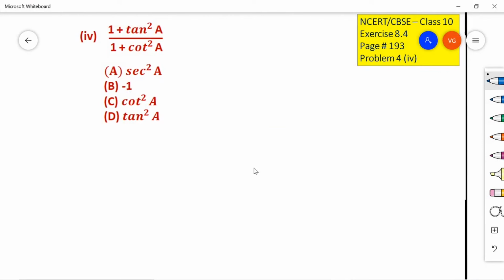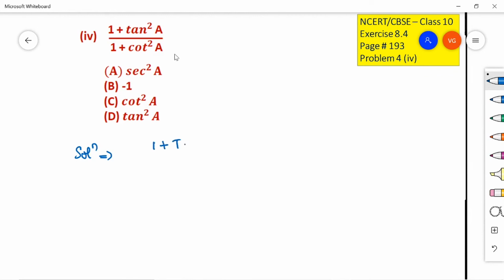This is the last subsection from exercise 8.4. The problem is like this. 1 plus tan square A divided by 1 plus cot square A. The given options are secant square A, minus 1, cot square A, tan square A. So here none of the options are with sin, cos, right? So no need for us to convert the given problem into sines and cosines. So let us see how we can solve this problem in a simple way.